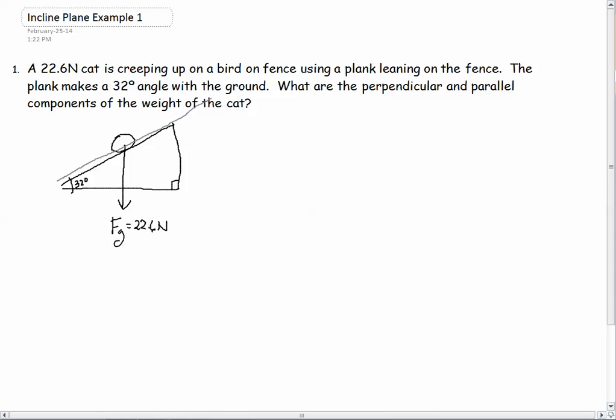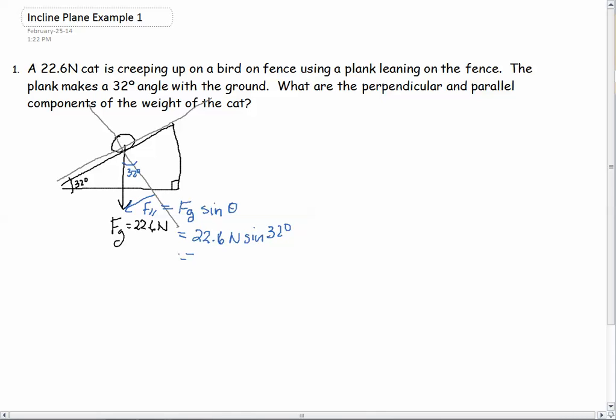The x-axis is running parallel to the plane, y-axis is acting down, and here's how I calculate the parallel component of the force of gravity. Remember, that's the force of gravity times, let me put in my angle here. Here's my angle. It's 32 degrees, and so it's the weight, or the force of gravity, times the sine, because it's opposite my angle. So in this case, I take my weight of 22.6 newtons, and I multiply it by the sine of 32 degrees.